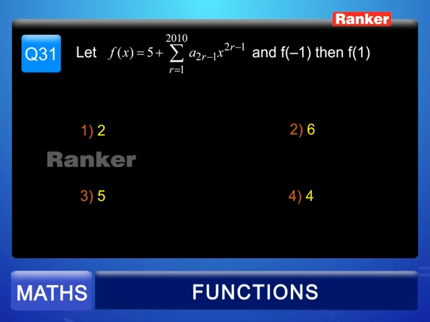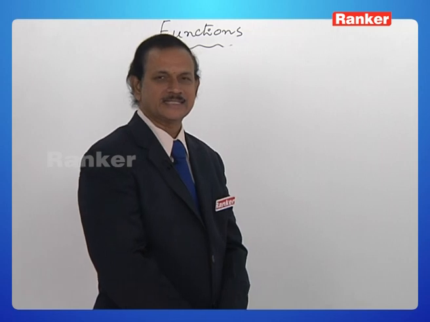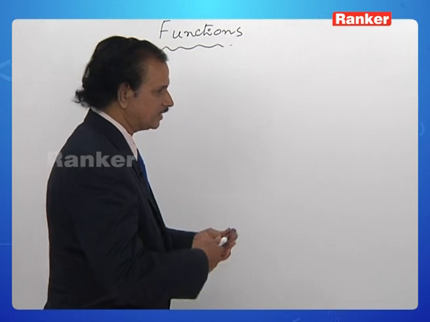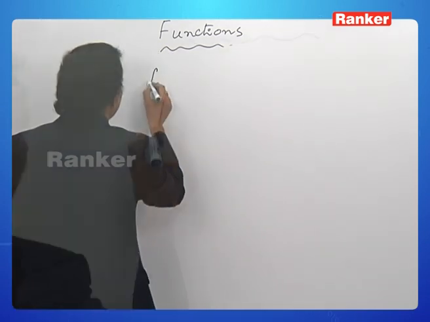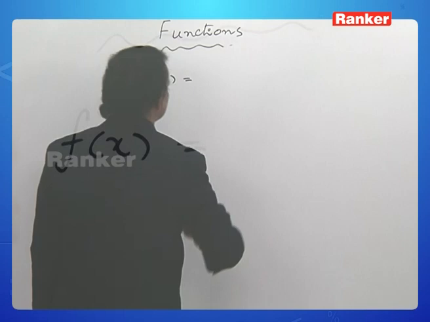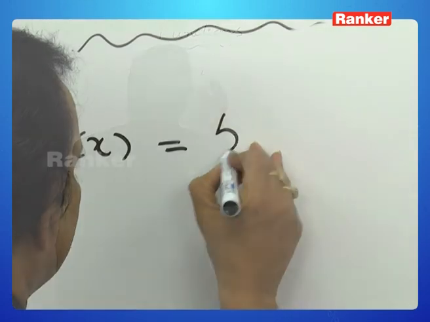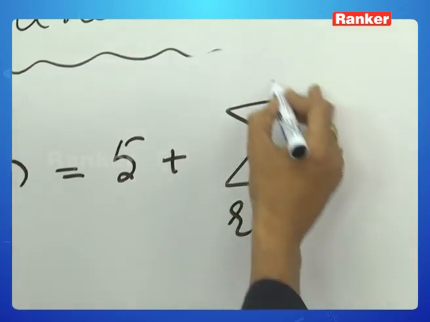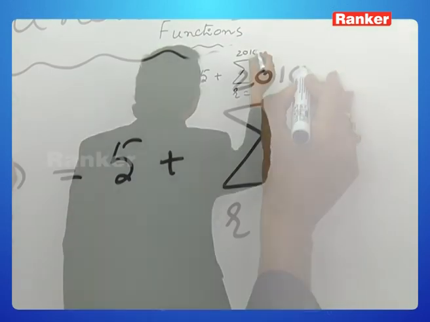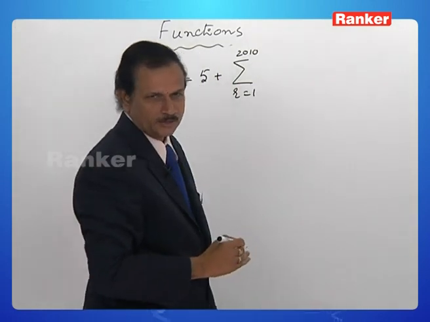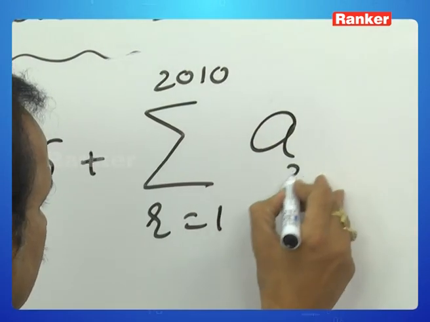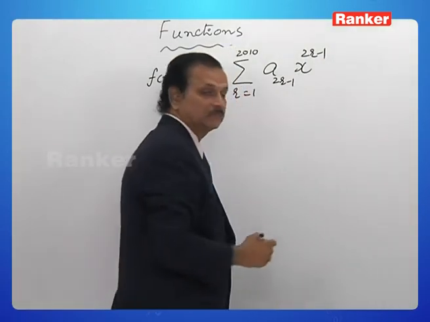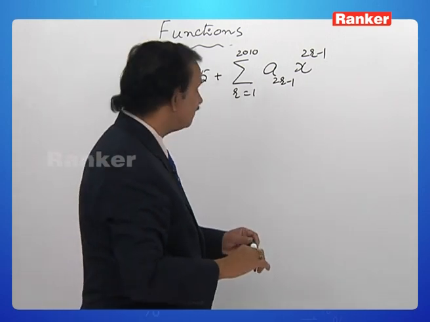To have a clear-cut idea, let us first see what f of x is. What is the given f of x? f of x is equal to 5 plus sigma r equals 1 to 2010 a 2r minus 1 x power 2r minus 1. That is the function given.